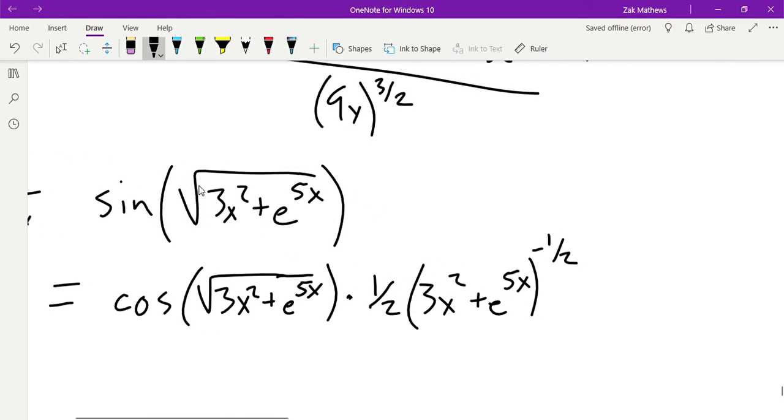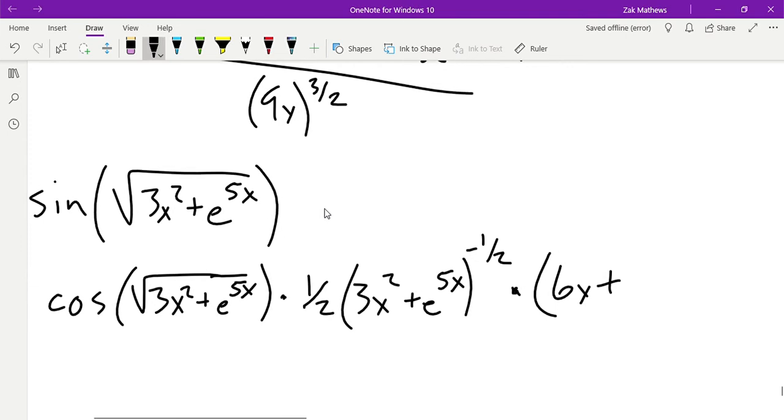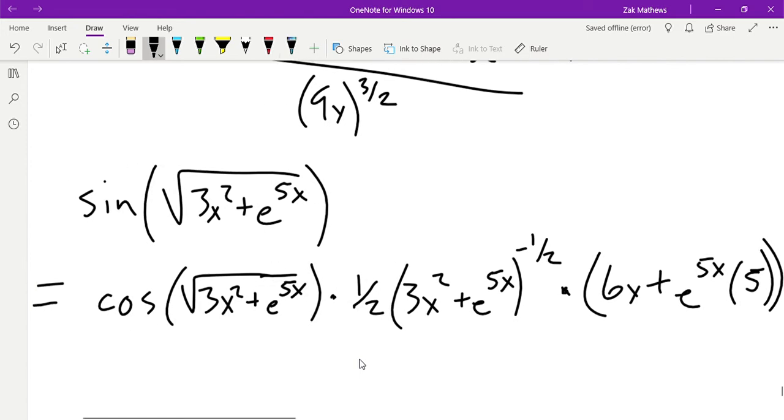Now we're finished with the square root, so I'm going to ignore the square root. I'm only going to concentrate on what's on the inside. Well, I'm going to multiply once again. So if I look at the inner function, the derivative of 3x squared is 6x. And then we have a sum rule, so we're going to have to add. Then the derivative of e to the 5x, well, e always looks the same, but then we also have the inner function there, which has a 5 attached to it. And so we really have a 5e to the 5x.